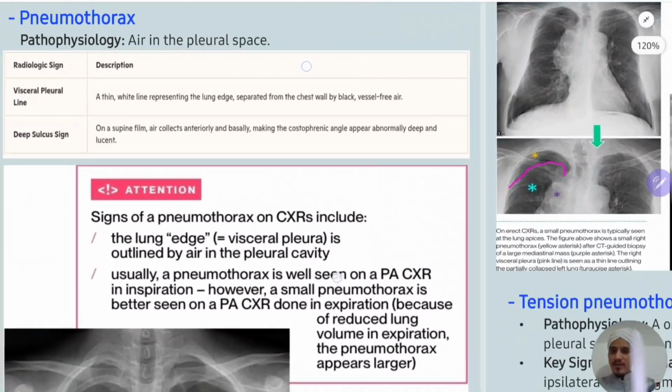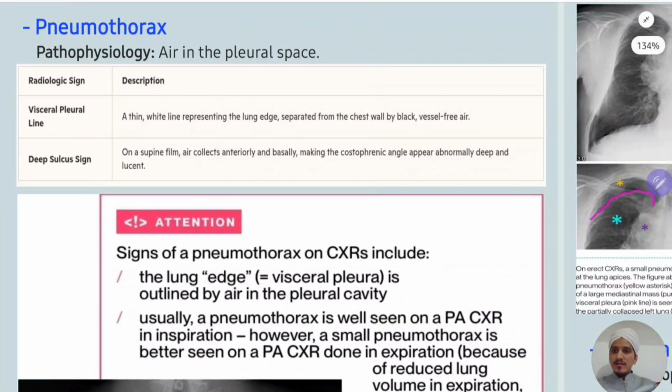Now, what will be the radiological signs in pneumothorax? The first radiological sign you will see is the visceral pleural line, a thin white line representing the lung edge separated from the chest wall by black, vessel-free air. That is the pleural line you will see in pneumothorax.